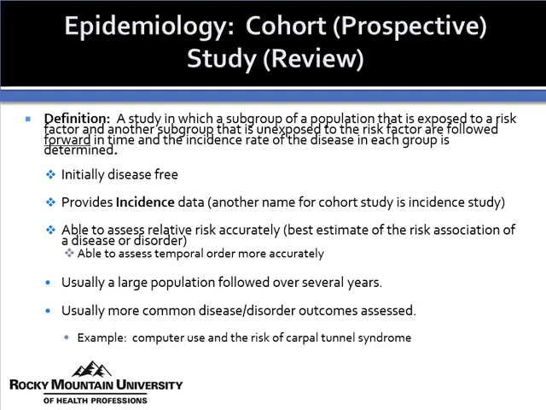Usually, more common diseases or disorders or outcomes are assessed. For example, computer use and the risk of carpal tunnel syndrome. Or you could do something like low back pain in construction workers during the building of a new apartment complex, or sports injuries occurring during the 2023-2024 sports season.